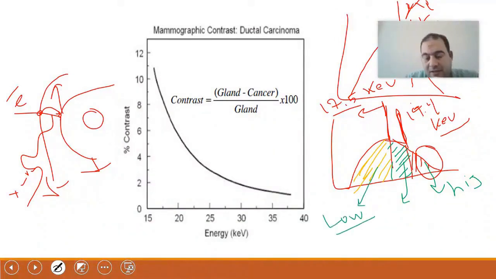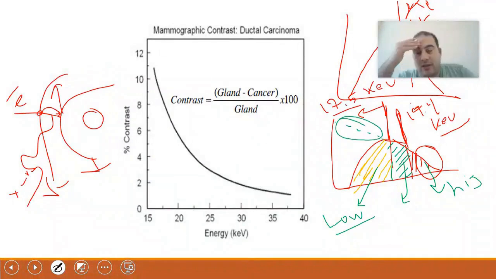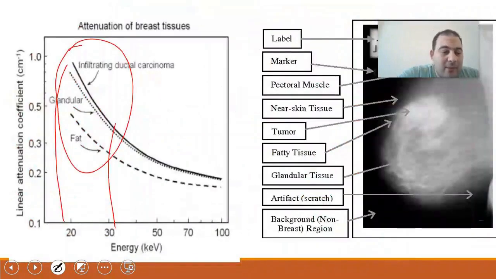I can use a filter. This filter removes soft radiation, the soft energy of the radiation. The spectrum is not actually like this; it has a part here that was removed due to filtration. So, what do I want to do? I want to take just the characteristic part, because the range here is 17.5 to 19, which is the region I want to work on in my image.